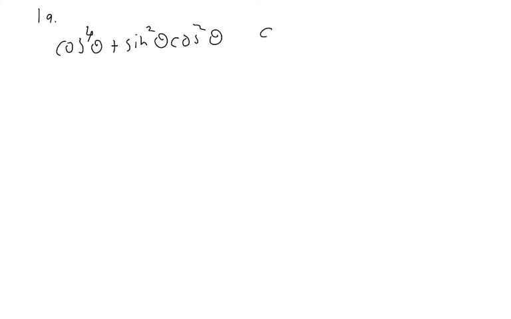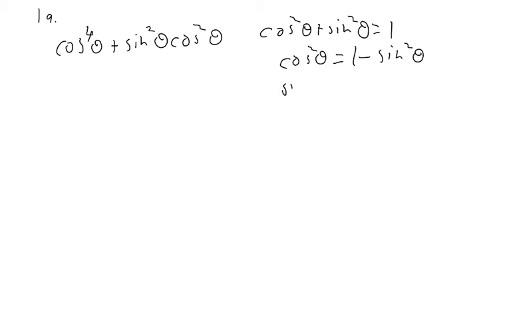You remember that cos squared theta plus sine squared theta equals 1, okay? Which means cos squared theta equals 1 minus sine squared theta, and sine squared theta equals 1 minus cos squared theta. All right, that's just by rearranging. It's just pure algebra there.